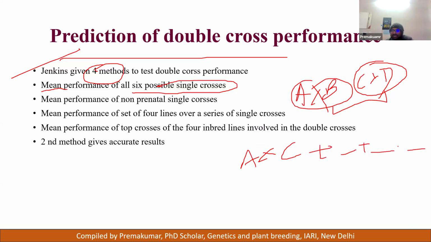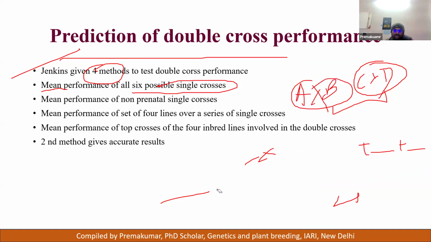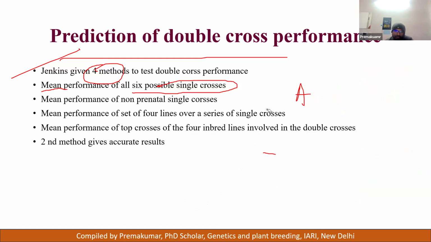See, it's very difficult to write. Then you divide it by 4. The value you get can be regarded as the predicted performance of your double cross. Understood this method? Mean performance of non-parental single crosses. It is the most accurate method and the easiest method. You only have to evaluate four non-parental cross combinations, then take the mean value, and you get the predicted performance of your double cross.